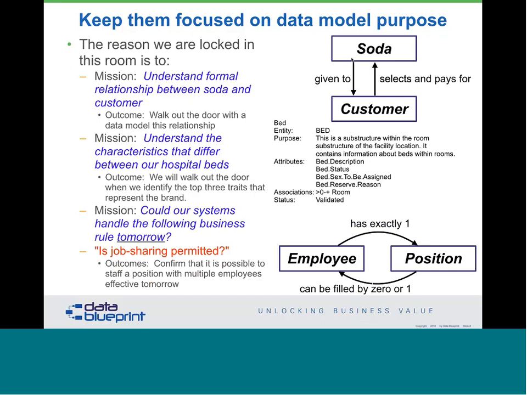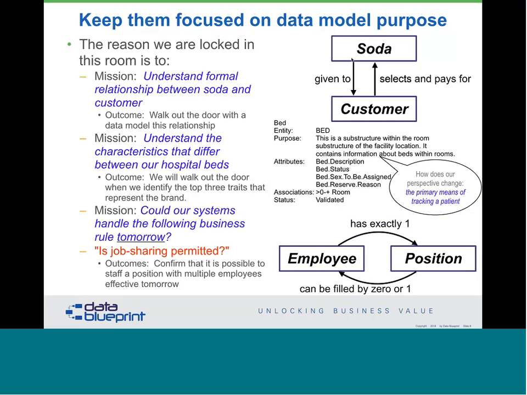I did that badly. Let me just make sure. An employee, this is our understanding of the existing system. An employee has exactly 1 job, and a position can be filled by 0 or 1 employee. So if we want multiple employees, it can happen with the existing system here.